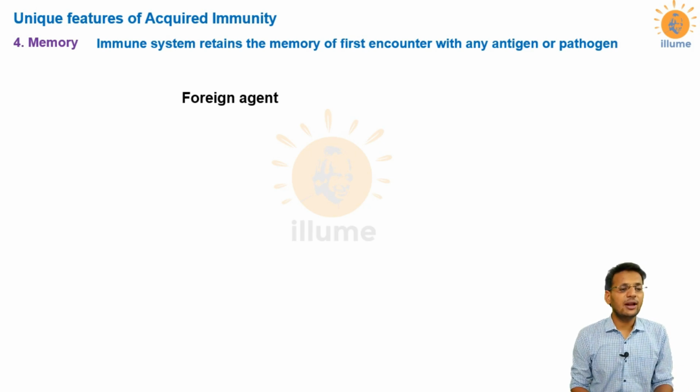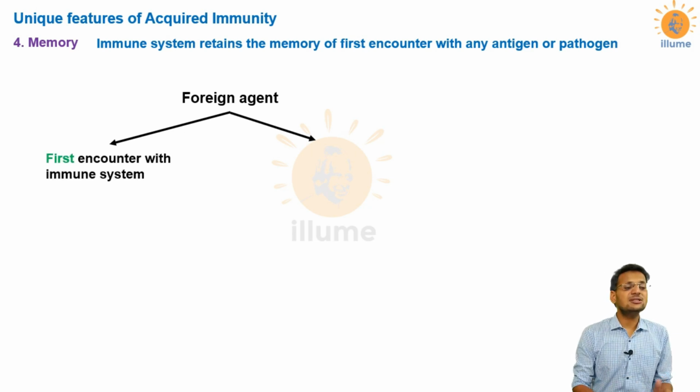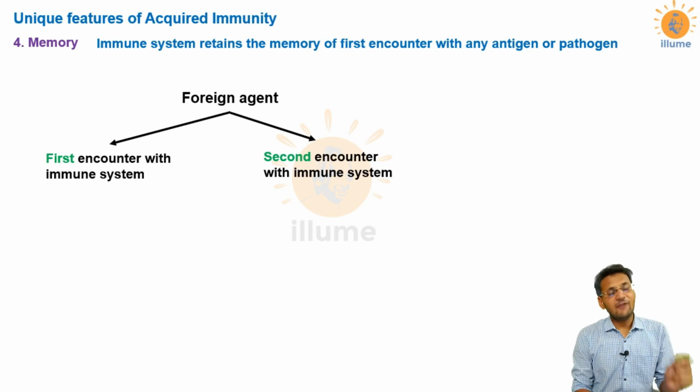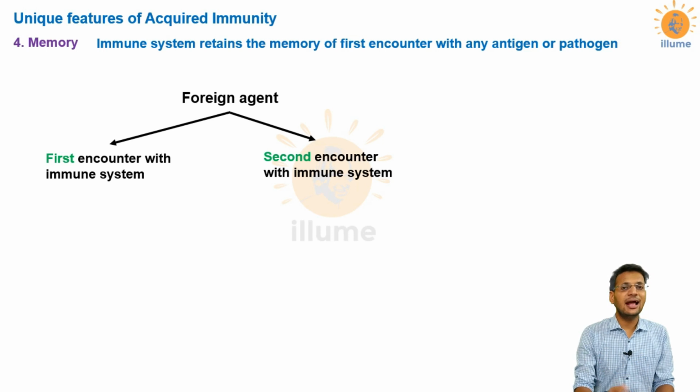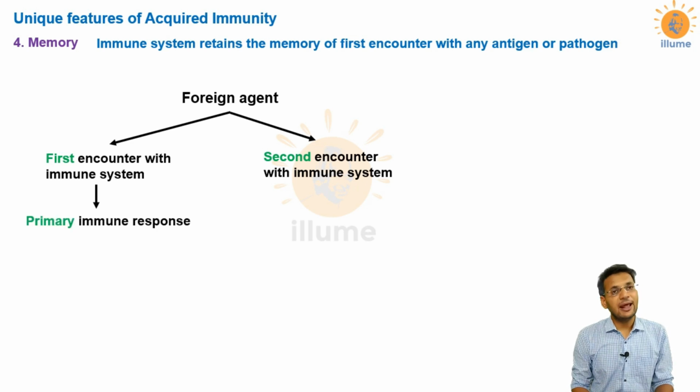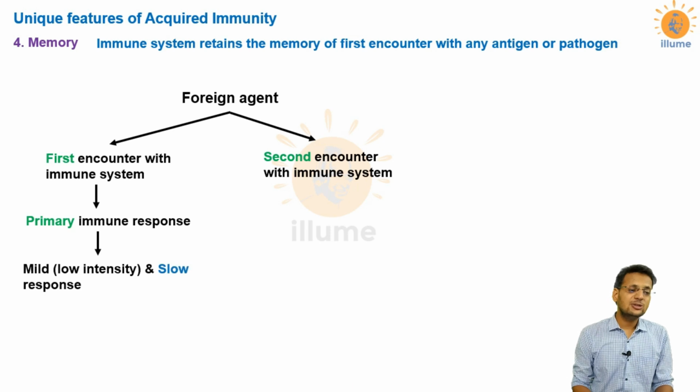Let's say a foreign agent has entered your body for the first time. Your immune system has a first encounter with it, and if it ever enters your body again, that is called the second encounter, or the third, or the fourth encounter. The first encounter with any antigen or pathogen is called the primary immune response, and it takes time and is very mild. That means a low intensity response is produced, and it is slow.